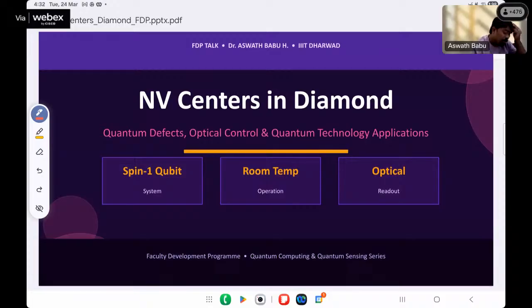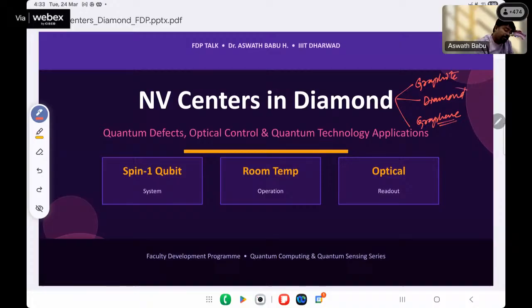NV centers in diamond: just like the nicely packed structure which we had in the case of silicon, diamond is known to have such a structure. Carbon exists in three forms. One is graphite, another is diamond itself, and the last one is graphene. Graphene is, in a way, atomic level. If you take a slice, a nice thin film from graphite, that is graphene.